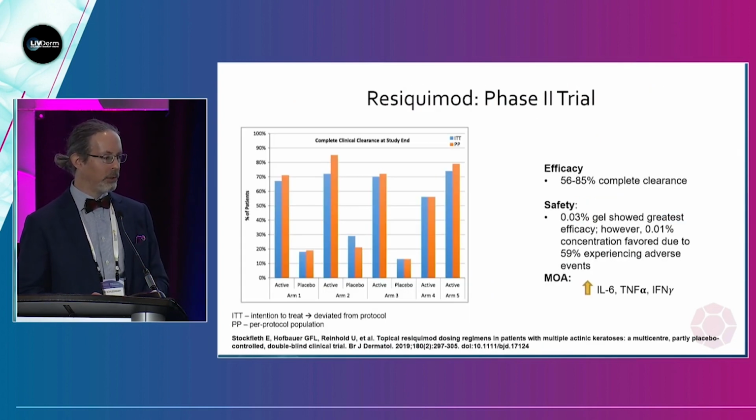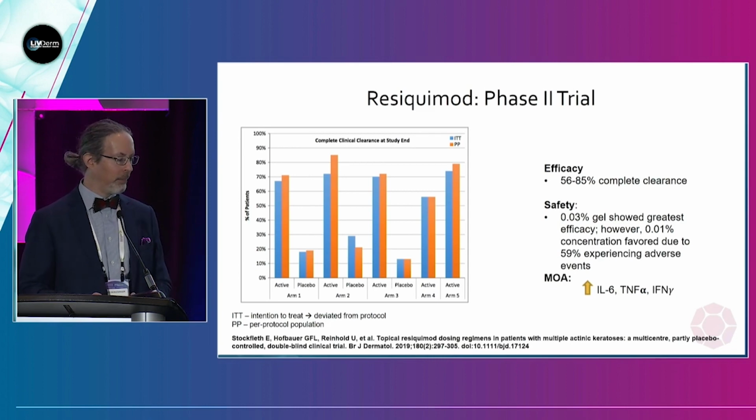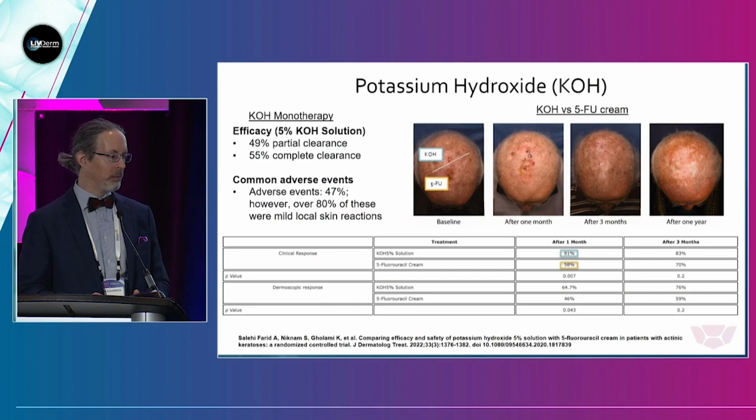Resomicromab is another medication in phase 2 with decent clearance. The whole point is to help reduce adverse events. The mechanism is increasing IL-6, tumor necrosis factor alpha, interferon gamma. So we might see the resomicromab come around.